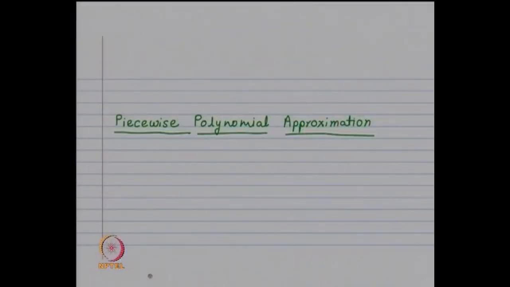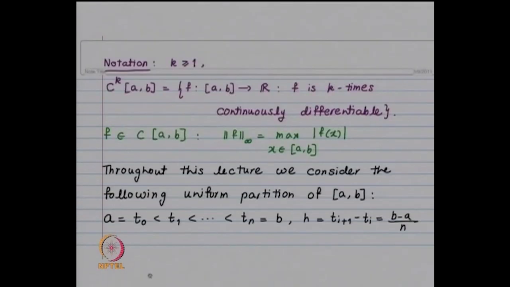Now, let me consider the notations which we are going to use. For k bigger than or equal to 1, C^k[a, b] is going to consist of functions which are k times continuously differentiable on the interval [a, b]. This is going to be a vector space. For a continuous function, we have already defined the maximum norm, that is the maximum of mod f(x), x belonging to [a, b].